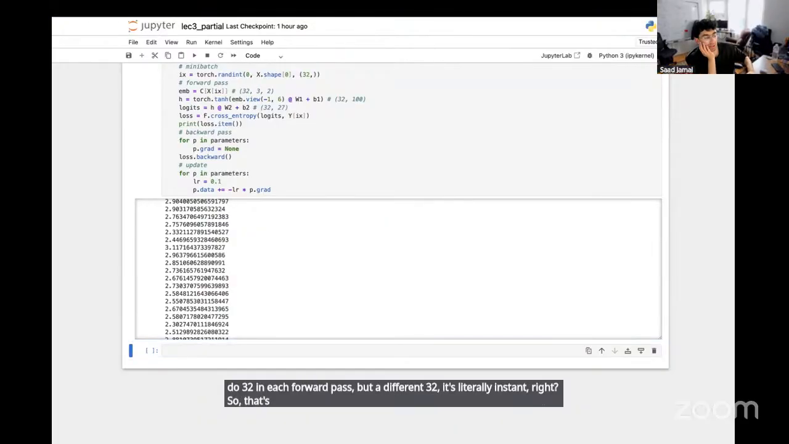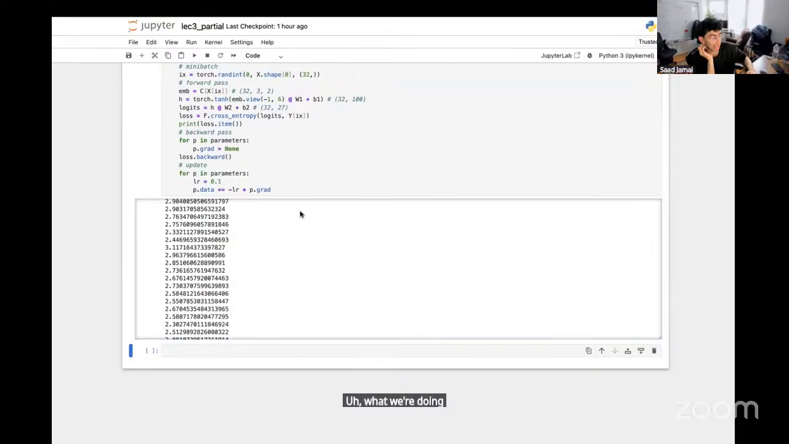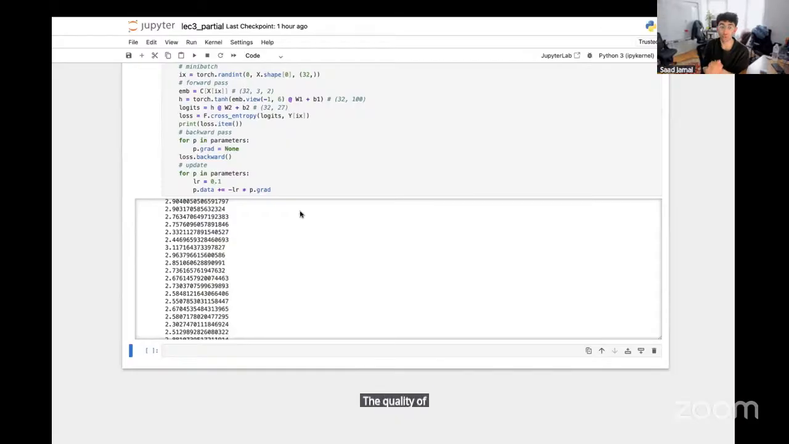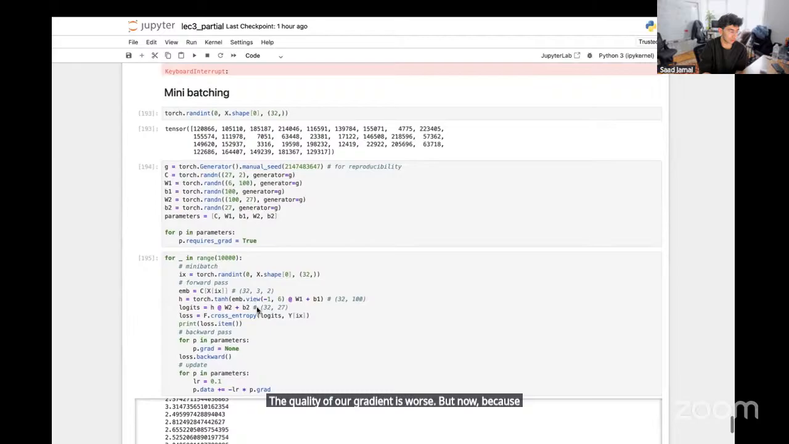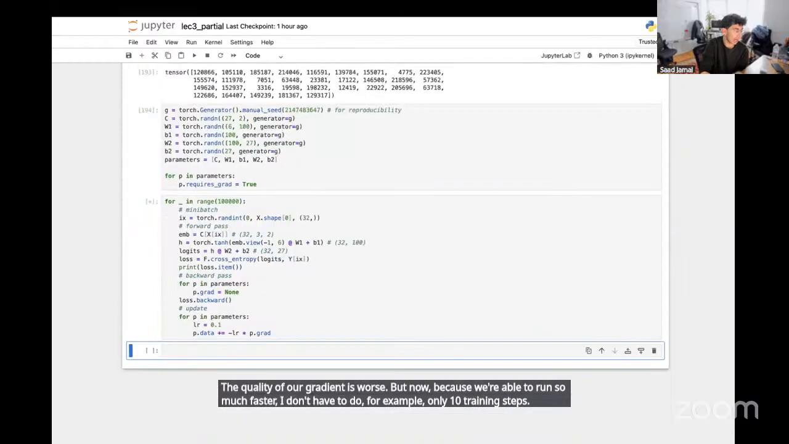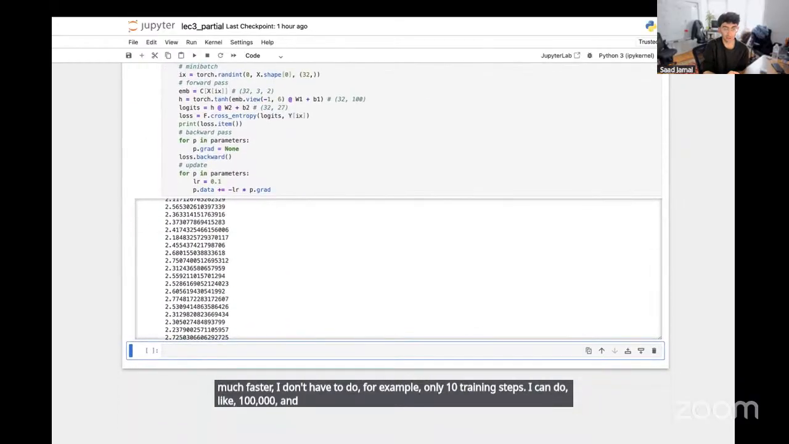So that's a technique that ML engineers use. What we're doing here is that in each forward pass, previously we were doing 228,000 examples. Now we're doing 32. So the dimension of our gradient is much smaller now, right? The first dimension is not 228K, it's 32. So yes, the quality of our gradient is worse. But now, because we're able to run so much faster, I don't have to do, for example, only 10 training steps. I can do like 100,000 and it's instant. So this is one of the trade-offs that ML engineers have to make. Do I want to have a higher quality gradient or do I want to have more training steps? And the answer to this is always dictated by your hardware.